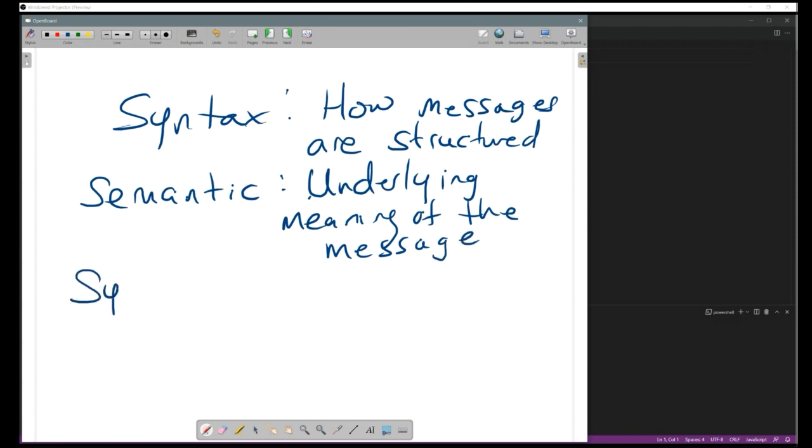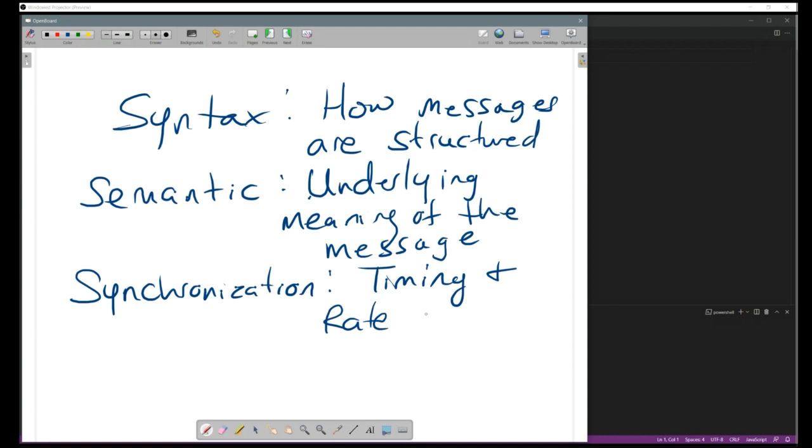The synchronization. This deals with all timing aspects, timing and rate of transmission. And finally, we have, optionally, this one's not always required, error recovery methods.